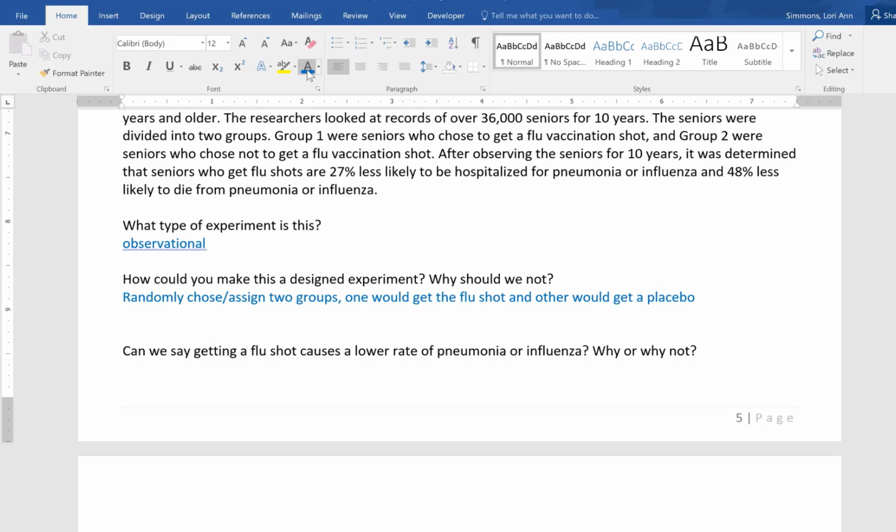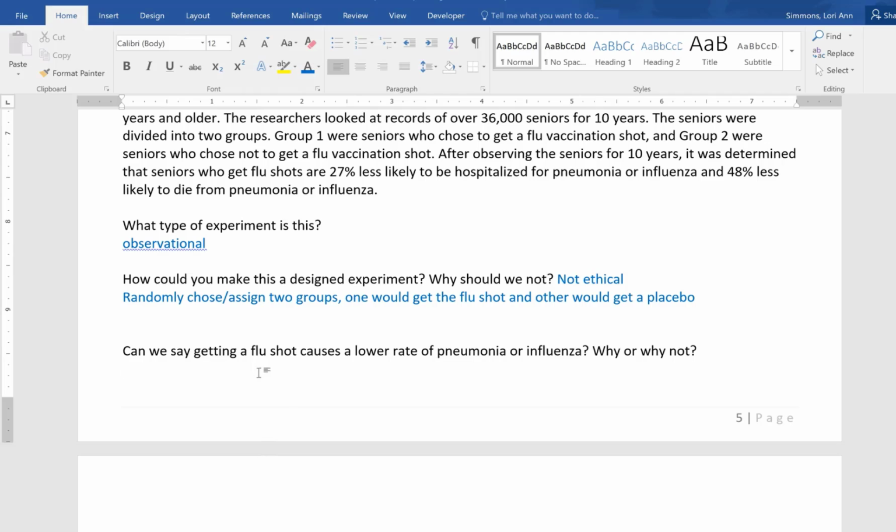Why do you think we should not do this? Well, think about smoking, if this maybe isn't standing out to you. Would it be ethical to tell someone to smoke and then another group not to smoke when we know it's bad for you? So it's not ethical in some cases to do a designed experiment. So when it's not ethical, we can use an observational study.